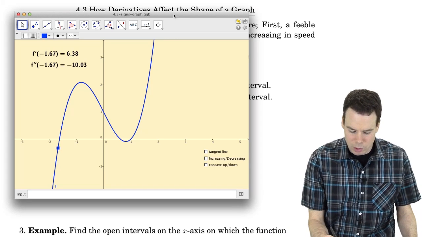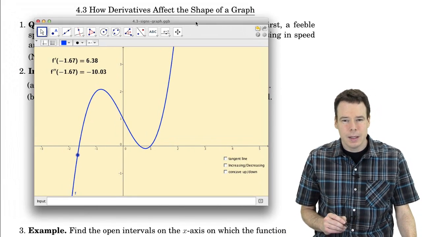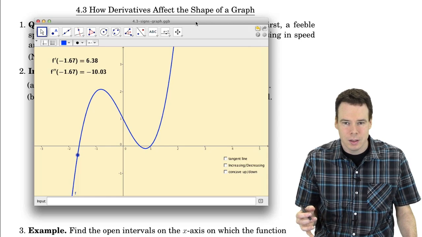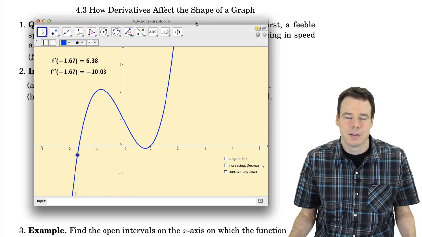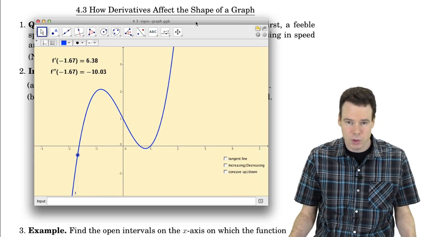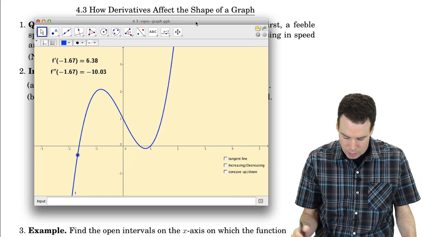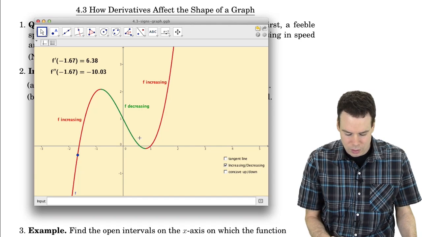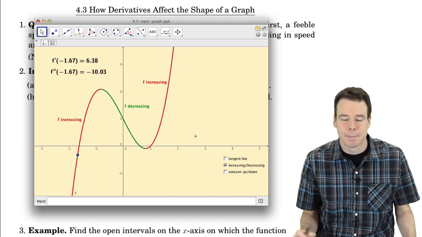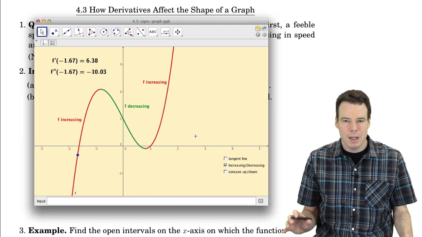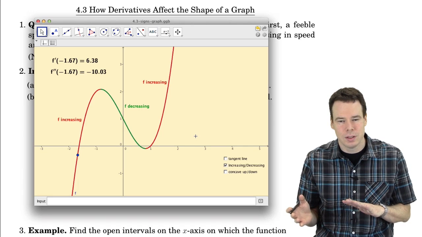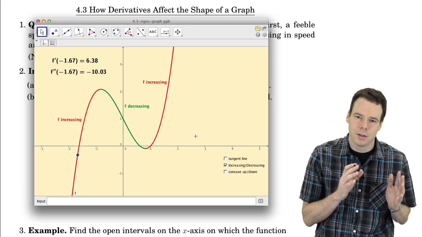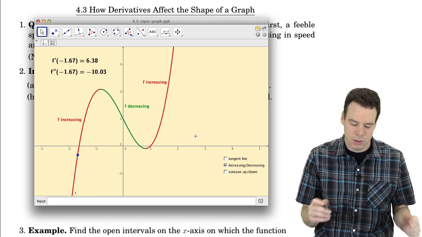So here I've just got some arbitrary function sketched. And what I'm interested in, maybe first, is where is the function increasing and where is it decreasing? So I can indicate those here. The red portions are where the function's increasing, the green portions are where it's decreasing. Now, can we make any connection between where it's increasing and decreasing with the derivative or the second derivative?